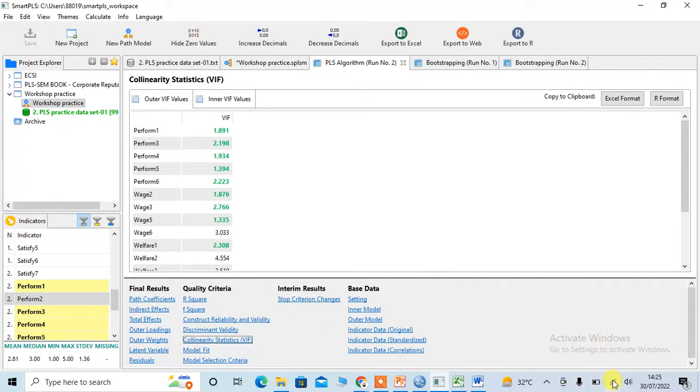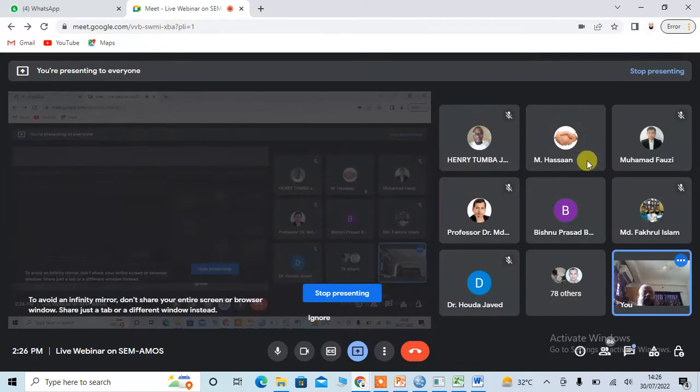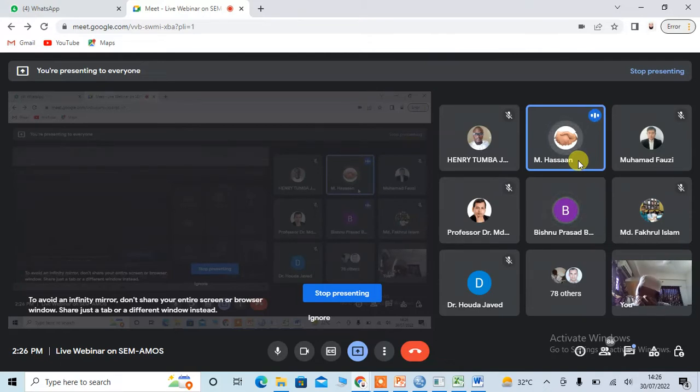Sir, I have a question related to effect size. Sir, if we find effect size 0 with an insignificant relationship of two variables, how can we justify it?